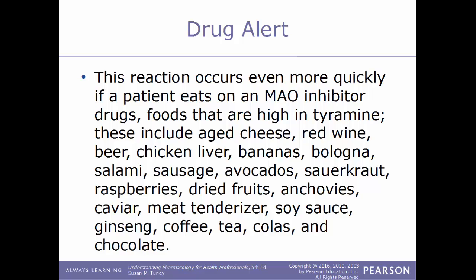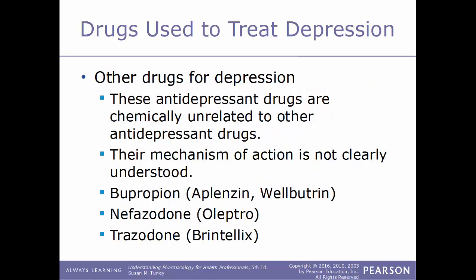high in tyramine, including aged cheese, red wine, beer, chicken liver, bananas, bologna, salami, sausage, avocados, sauerkraut, raspberries, dried fruits, anchovies, caviar, meat tenderizer, soy sauce, ginseng, coffee, tea, colas, and chocolate. So all those foods and drinks listed here are already high in tyramine. So eating or drinking those, and then on top of that taking the MAO inhibitor, will cause a very severe spike in hypertension. See, some other drugs that are used for depression.